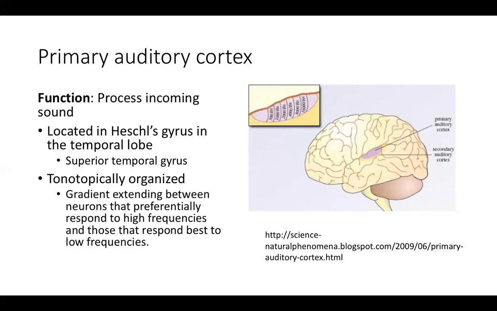Here we refer to it as tonotopically organized. What this means is that there's a gradient extending between the neurons that respond to high frequency versus those that respond to low frequency sounds. So here we have 500 hertz up until 1600 hertz. And so this range of frequencies, responsible for processing and being in tune with the frequencies that are coming in, is not random. In fact, it has a specific organization that represents the type of sound that we're hearing.